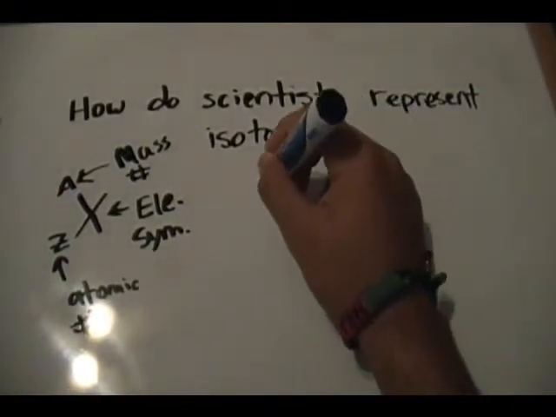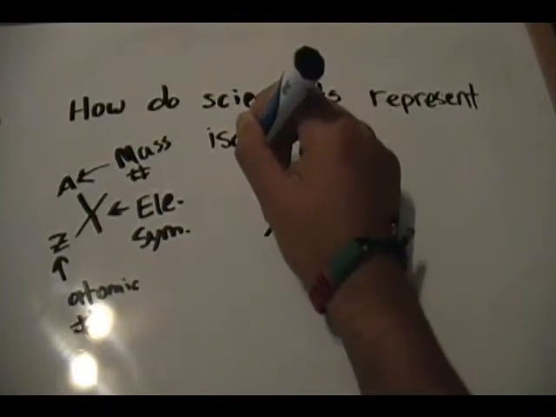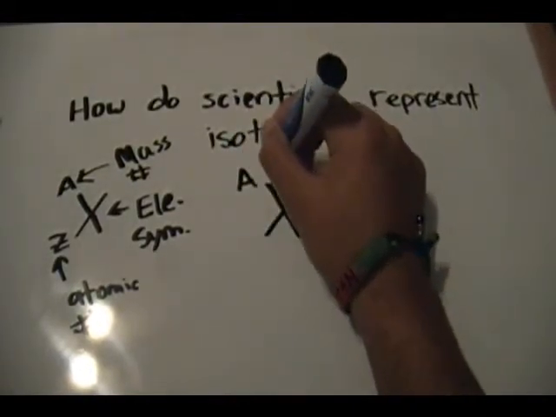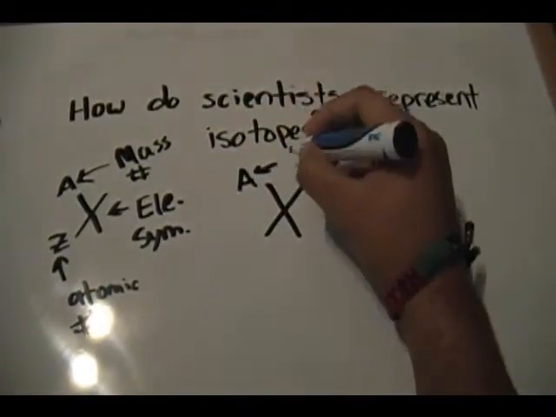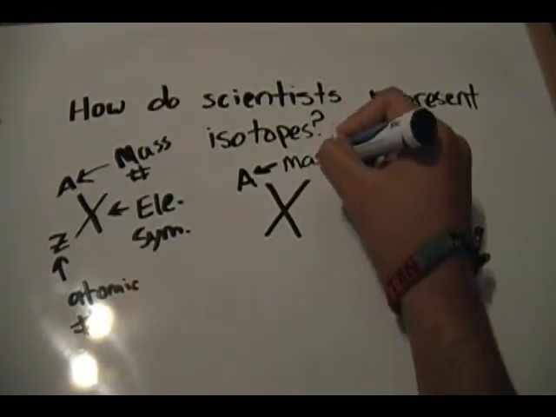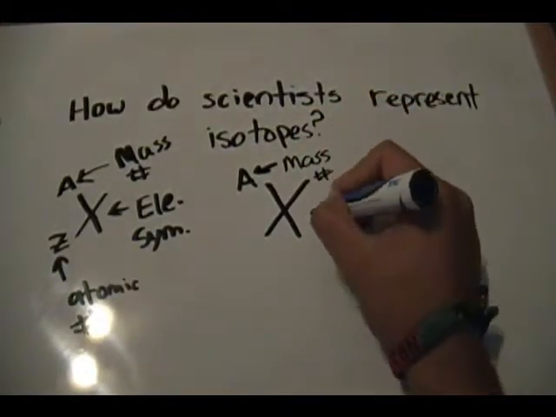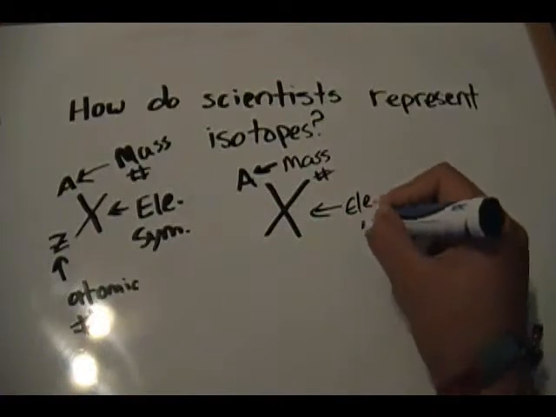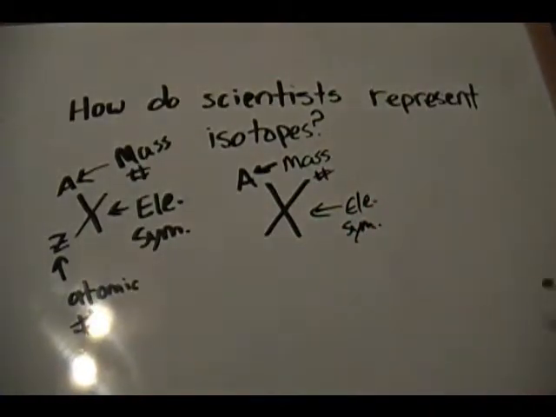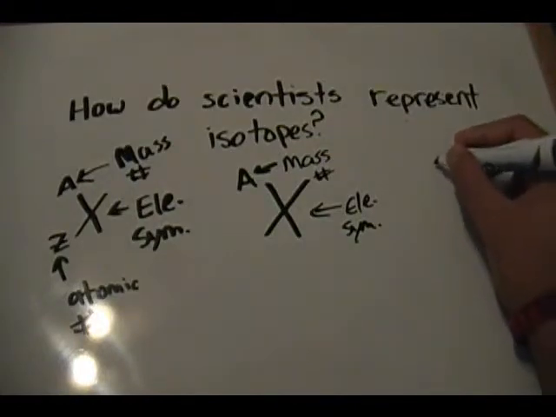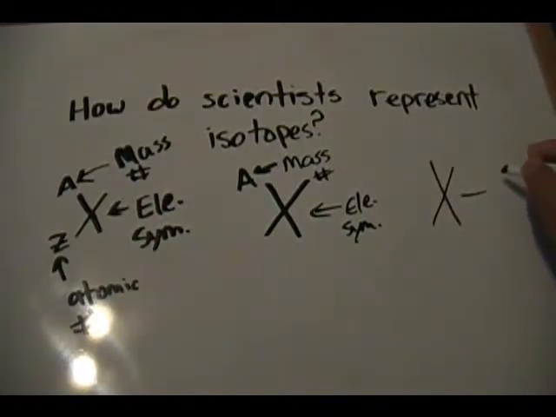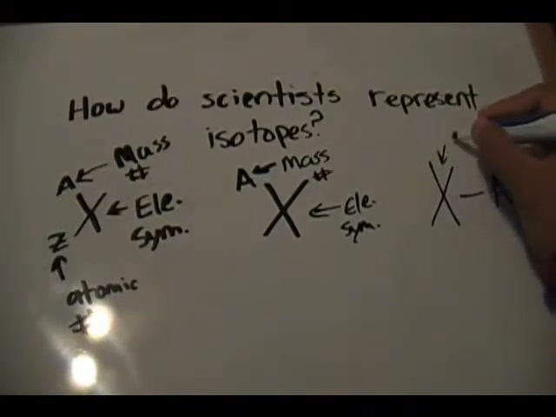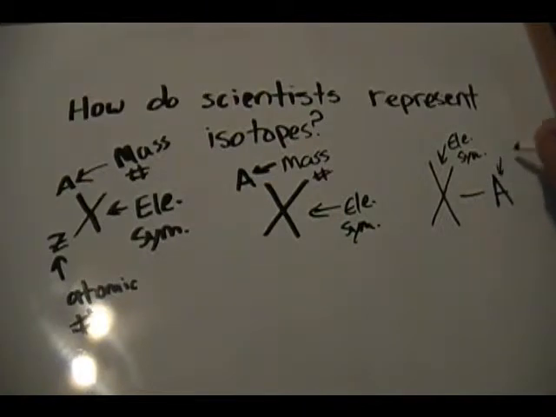Another way of writing an isotope is like the way I've been showing you. Here you have your mass number, and here's your element symbol. And the final way you could write it is as such: element symbol again, and your mass number.